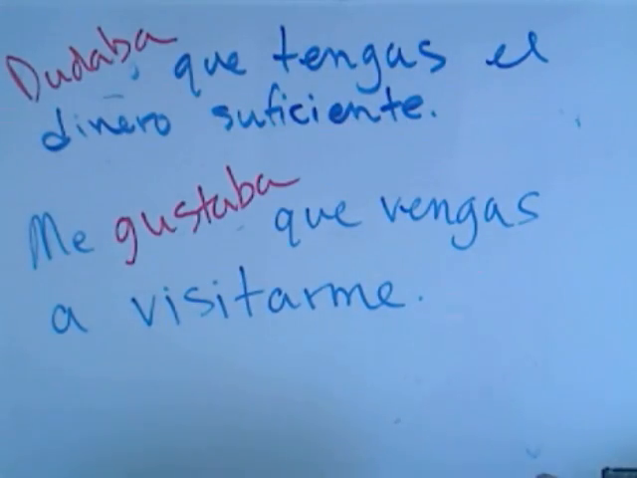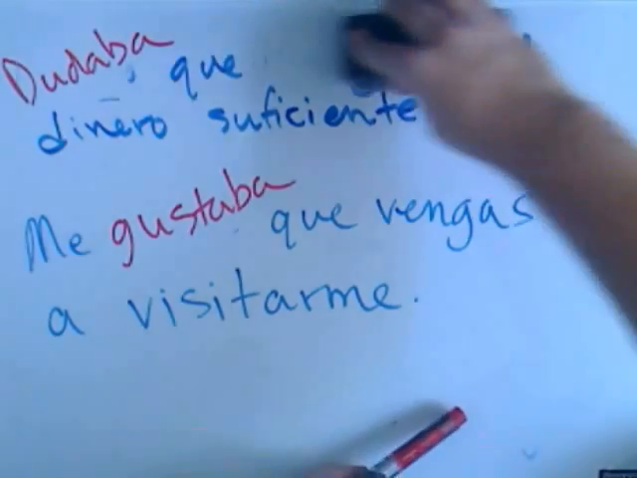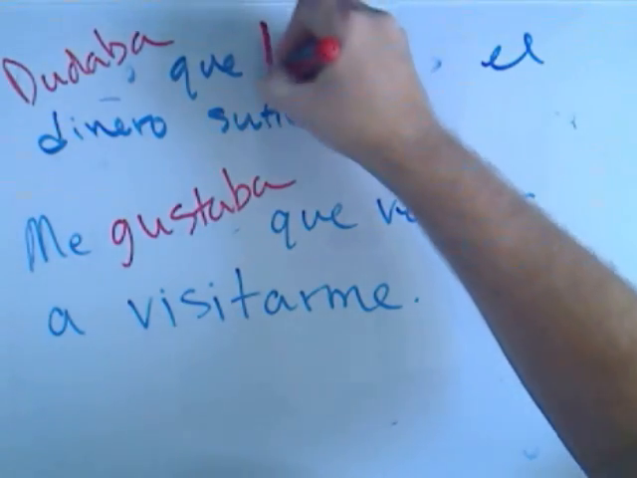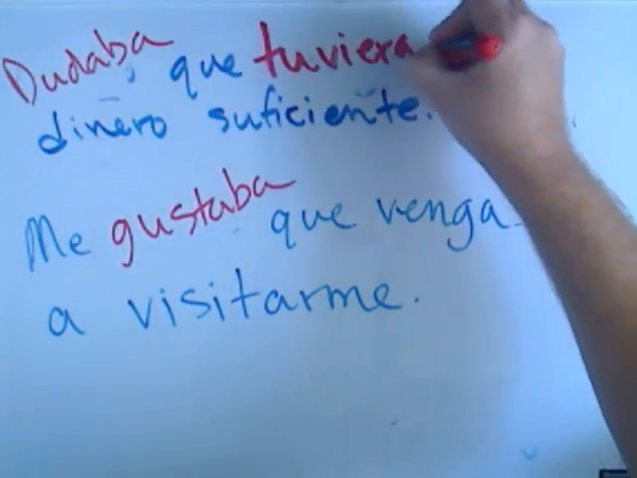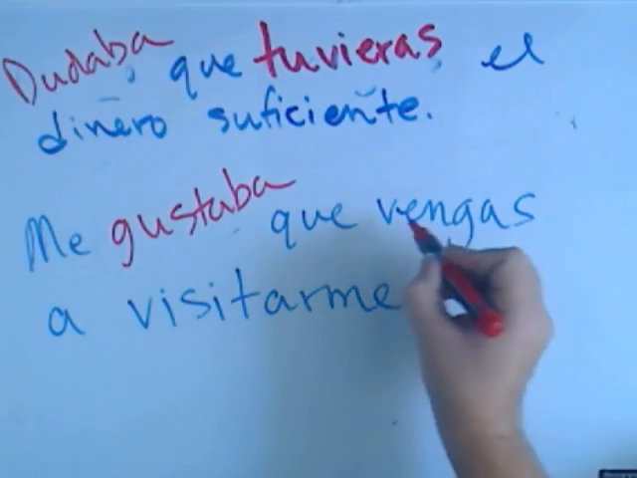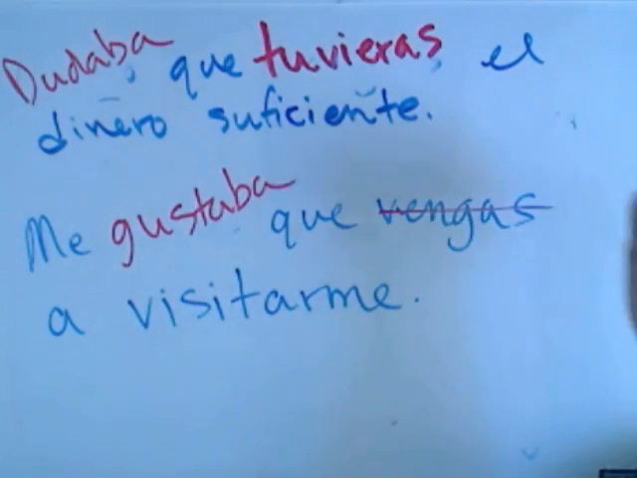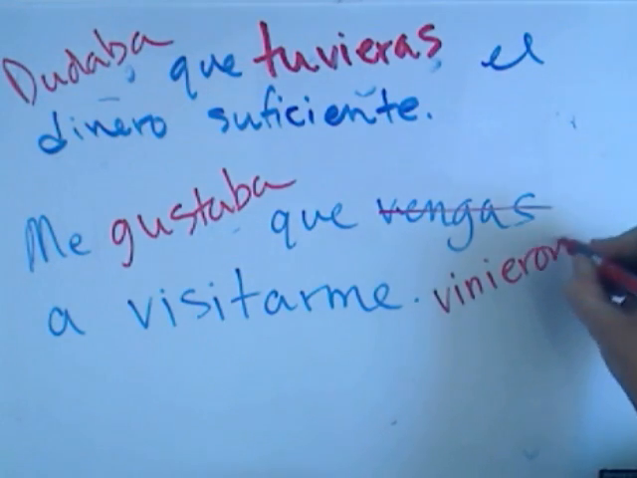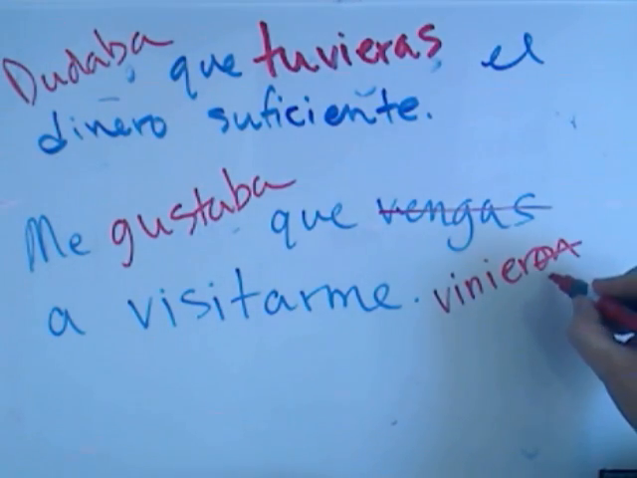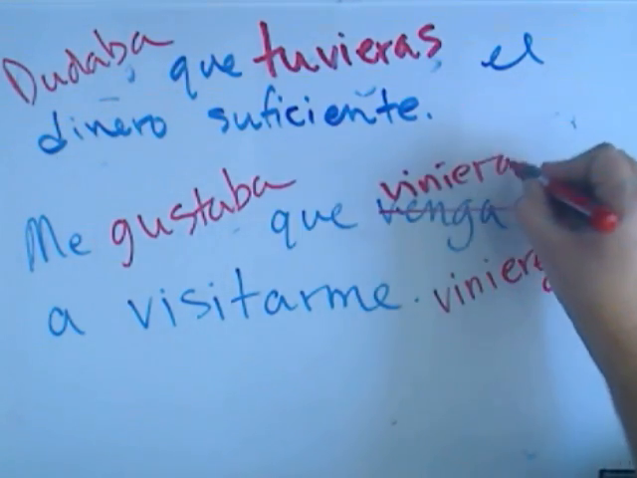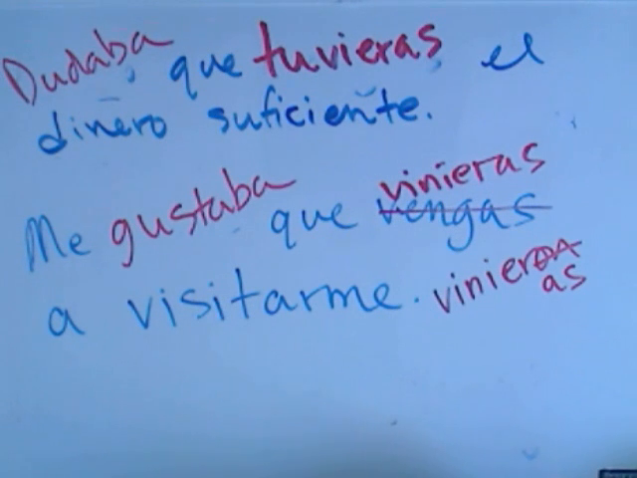Que tengas is going to change to, remember, tener is one of the irregulars. Third person plural of the preterite is tuvieron. So, dudaba que tuvieras is what the form is going to end up being. And instead of me gusta que vengas, this one is also irregular. The third person plural is vinieron. I'm going to get rid of that on, and in the tú form I'm going to add the s. Vinieras. Me gustaba que vinieras a visitarme.